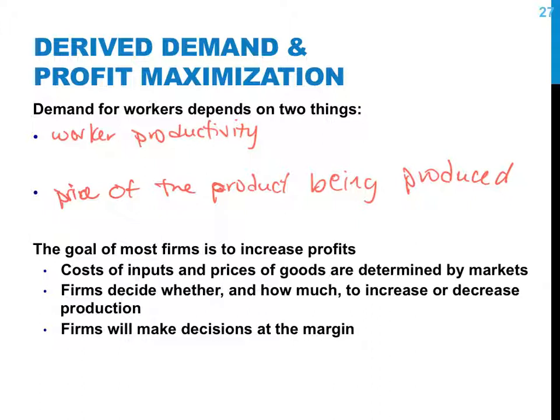So the goal of firms is going to be to maximize their profits. The costs of their inputs and the prices of the goods and services that they're selling are going to be determined by markets. And so firms are then going to decide whether they should be producing and how much they should be increasing or decreasing production. Firms are going to be making their decisions at the margin. So should we produce one more good, should we hire one more worker? First we're going to be talking about firms' decisions in the short run, and then we're going to move into discussing firm decisions in the long run.